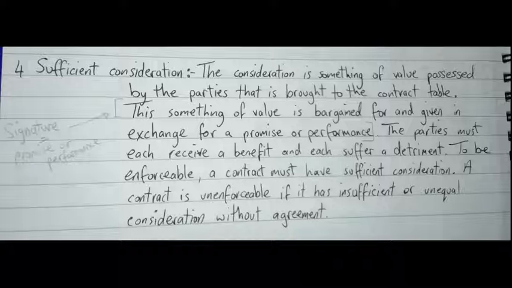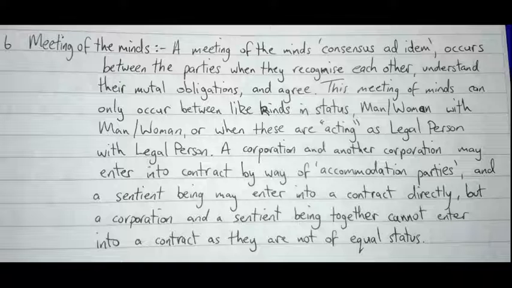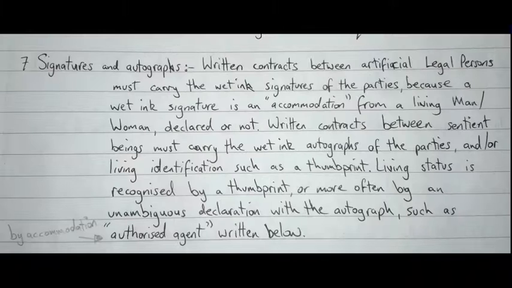To be enforceable, a contract must have sufficient consideration. A contract is unenforceable if it has insufficient or unequal consideration without agreement. A signature, autograph, is something of value.